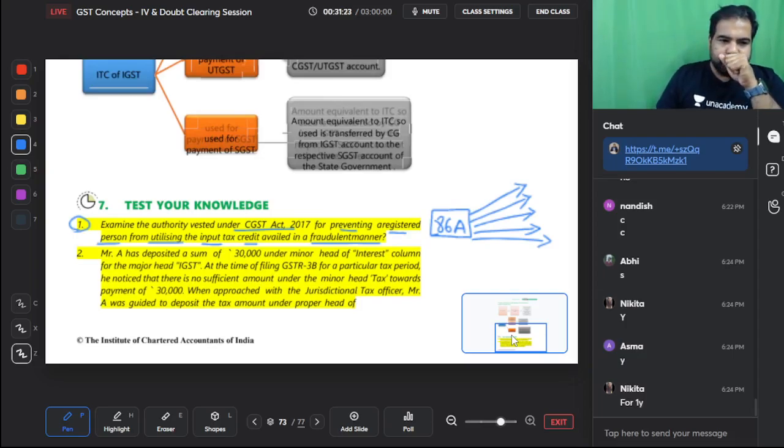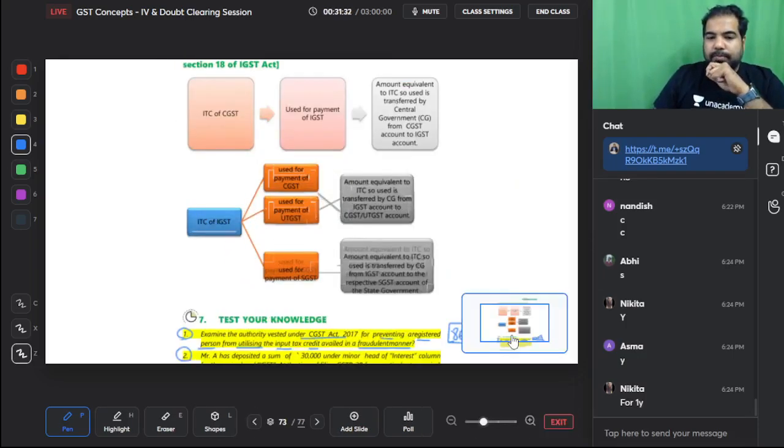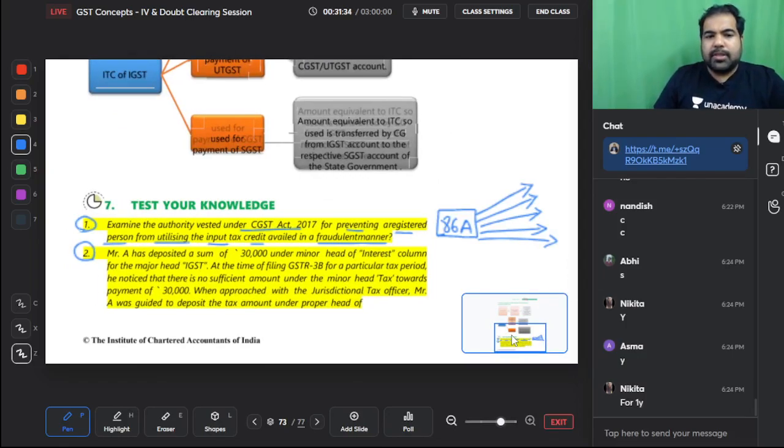Alright. Next, please read and please answer, guys. The question is split into 2 pages, so I'm just going to read it for y'all. Mr. A has deposited a sum of 30,000 under the minor head interest for major head IGST. At the time of filing the return for a particular month, he noticed that there is no sufficient amount under the minor head tax towards payment of 30,000.